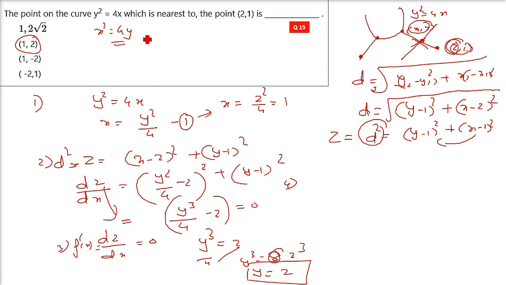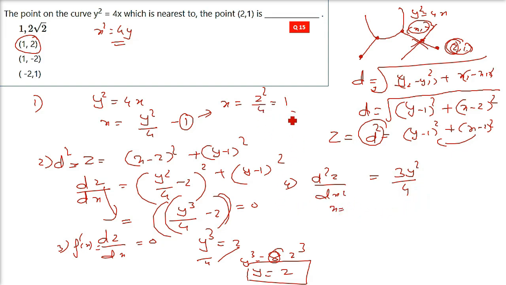And until this is a question of MCQ, we have no troubles. But when it is not in the MCQ, you have to solve everything. Then you have to also show that double differentiation gives you the nearest, means minimum. Minimum means positive value. So it has to give you the positive value. So we will double differentiate y cube by 4 minus 2. You get 3y square by 4.